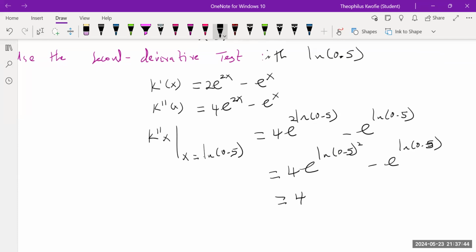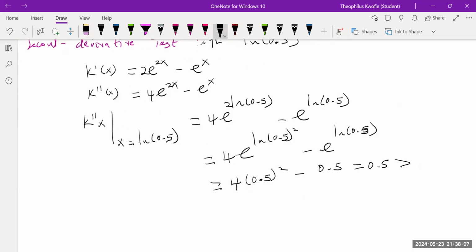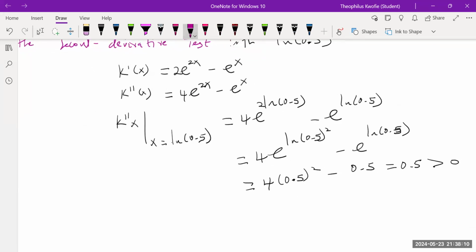Since the exponential function and the natural log are inverses of each other, they cancel themselves, right? So we're going to have what? 4 multiplying whole 0.5 to the power that, and then you have this. Is that okay? Good. So we see that this one will give us what? That should give us 0.5. And 0.5 is greater than 0. So if 0.5 is greater than 0, what does it mean? It implies that we have relative maximum or minimum. So we are going to have minimum. Is that okay?